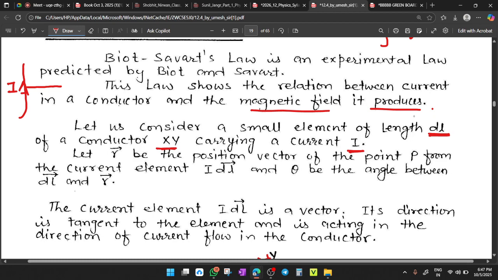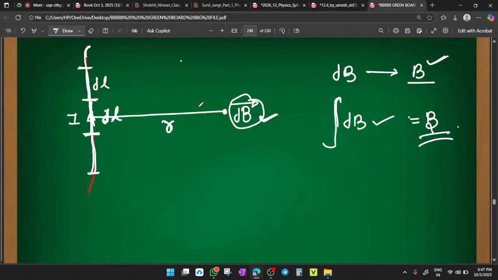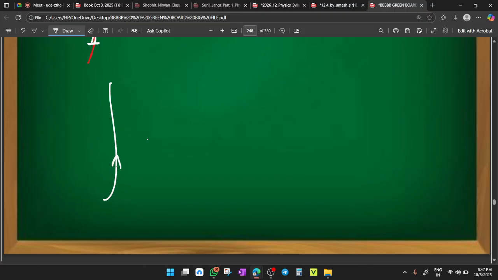So when you merge current I with the length dl, this becomes the current element. Remember, current itself is a scalar quantity. But dl is a vector quantity, and the direction of the dl vector is considered in the direction of current. When current mixes with this length element, it becomes Idl. So Idl is a vector quantity, and it is called the current element.